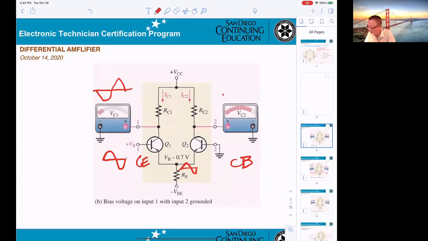And for the CB, the output will look like this, in phase. That's the only thing I want you to make sure of. You're able to tell me what Q1 and Q2 are and what the output is supposed to be. We're not going into the detail of calculation. So any question on this circuitry here?